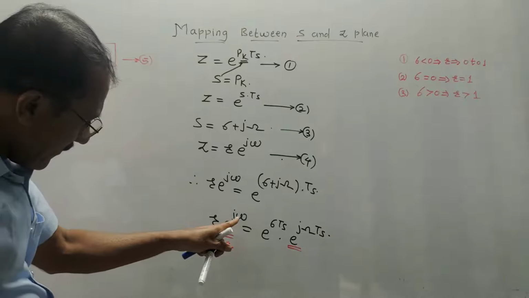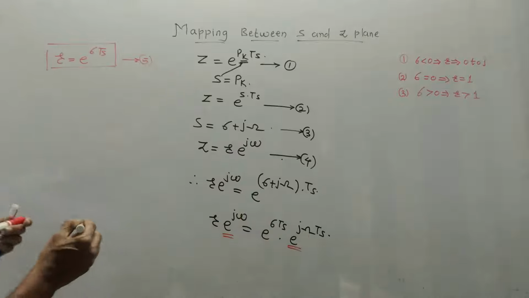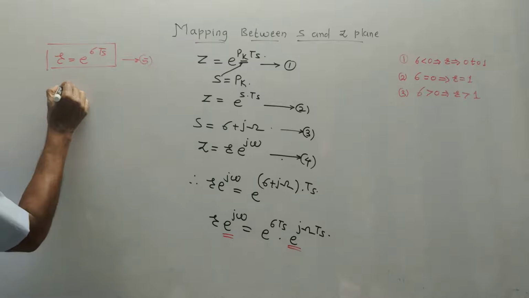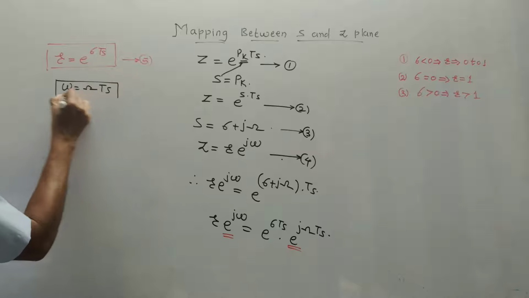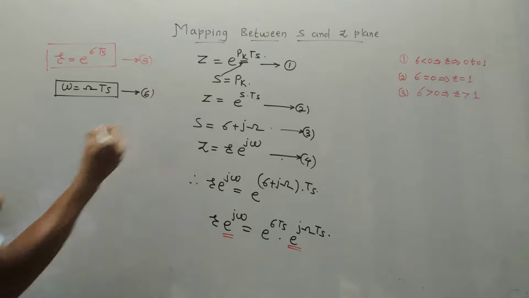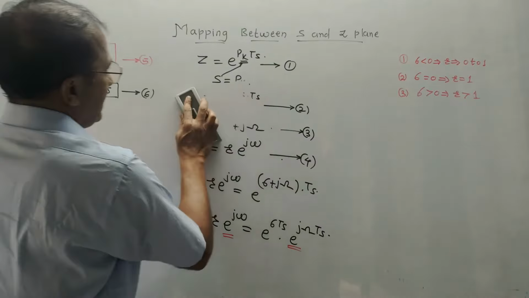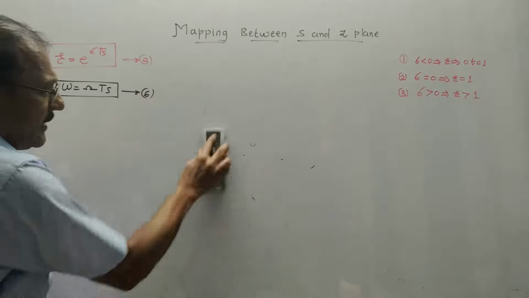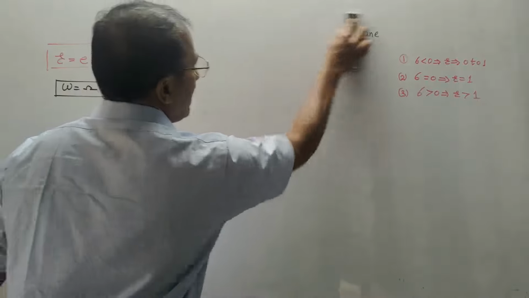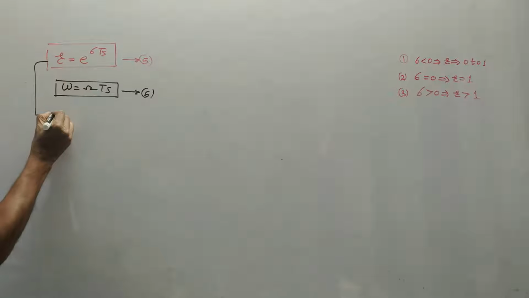And from this, if I compare these imaginary terms, then I can write the equation as omega equals Omega Ts. This equation number 6 gives the relationship between analog frequency and digital frequency. Now, mapping means we need to show graphically how things are transferred from Laplace domain into Z domain. Mapping is related to equation number 5.